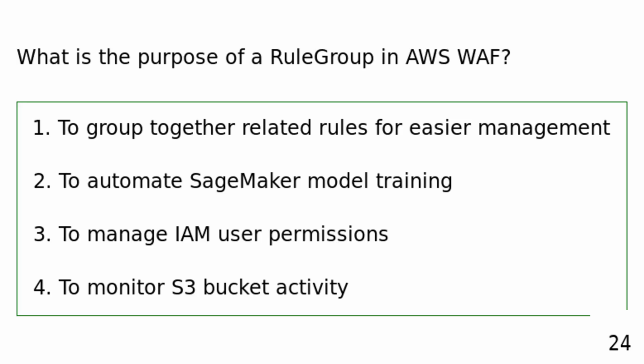What is the purpose of a rule group in AWS WAF? To group together related rules for easier management. To automate SageMaker model training. To manage IAM user permissions. To monitor S3 bucket activity.